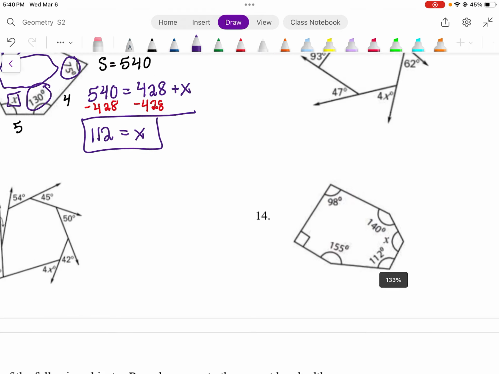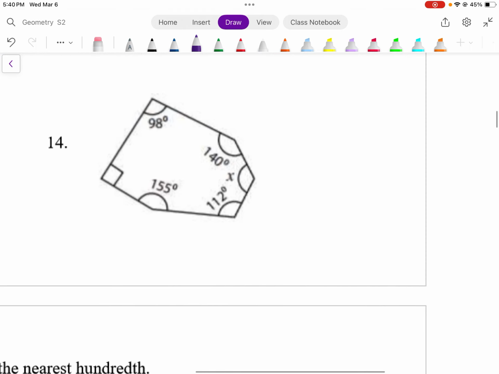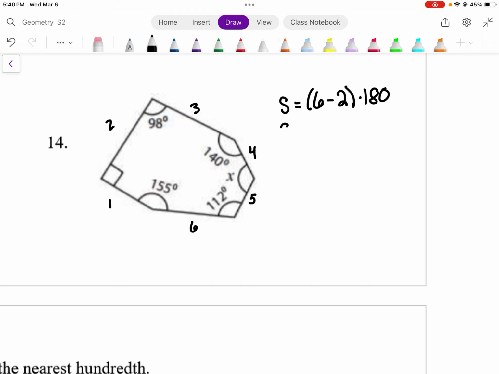And we're going to jump right to number 14 because that one is very similar to number 11. So just like last time, we're going to figure out how many sides this shape has, and then we're going to find the sum. This one had 6, so we would do 6 minus 2 times 180. And that sum is going to come out to 720 degrees.